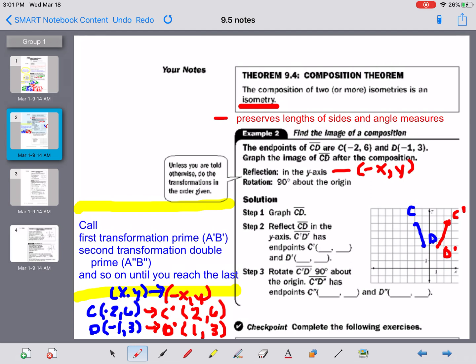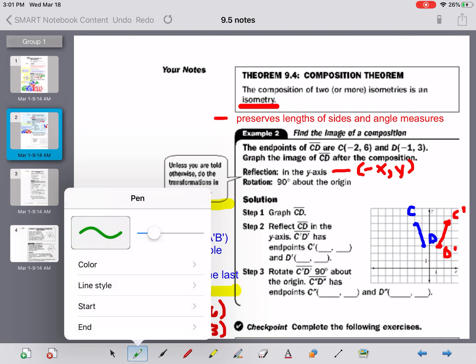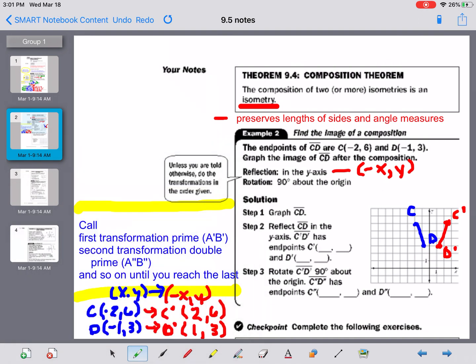But this is a composition, so we're going to do a second change to add to this. Changing my color again. This one is 90 degrees about the origin. Again, go to your gold notes. And just a note here, all these rotations are counterclockwise. That's how all of our notes are. So as long as we're all consistent in that, we will always go counterclockwise. There is a chance if you use a different textbook, they could go clockwise, but usually the standard is counterclockwise.